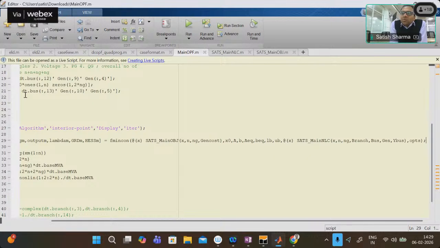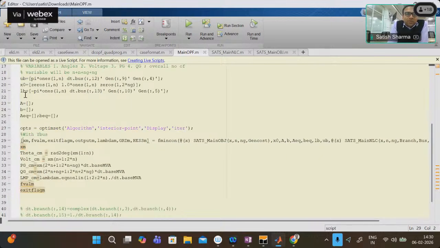Then I have provided the options which I have put. Once I run it, I will get the different outputs: the x value, meaning the variable values, the function value, the exit flag, output, lambda, and the gradient and Hessian of this particular problem. So grad and hess are basically the gradient and Hessian of this problem. And then I have used certain lines after it. But let's go to the first function, which is the main objective function.